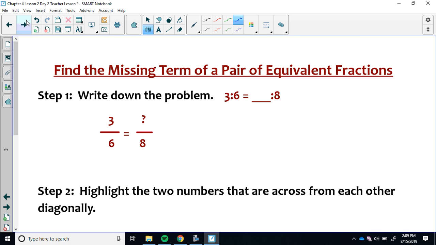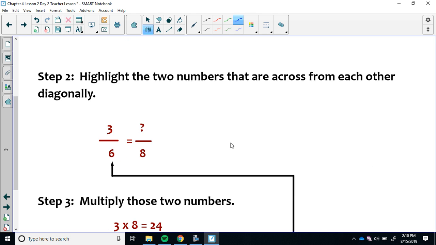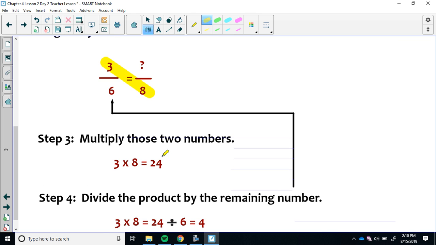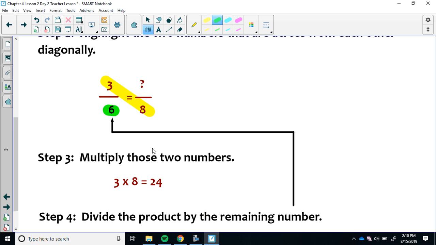Last thing you have to do is be able to find the missing term of a pair of equivalent ratios. So 3 to 6, blank to 8. When we write this out, it's 3 over 6 equals question mark over 8, because we don't know what this is. That's what we're trying to find out. Step 2, highlight the numbers that are across from each other diagonally. This is very important. This makes your life really easy. Then you multiply those two numbers. 3 times 8 is 24. And then you divide by the remaining number, the one that you haven't used. 24 divided by 6 equals 4.